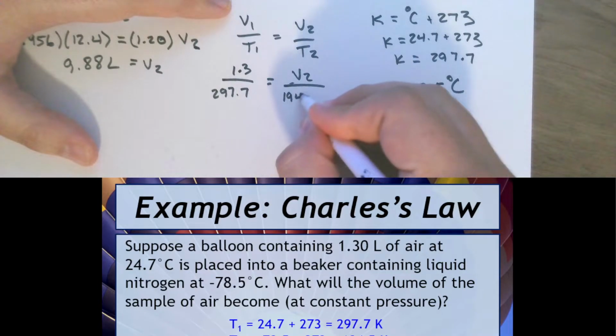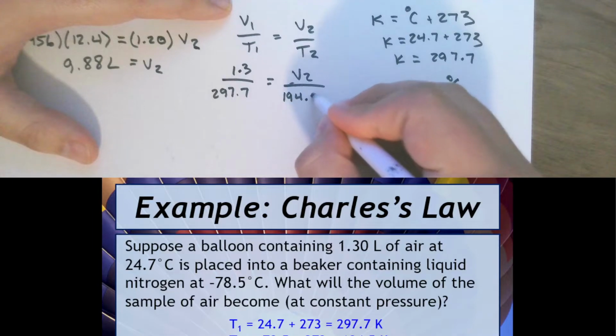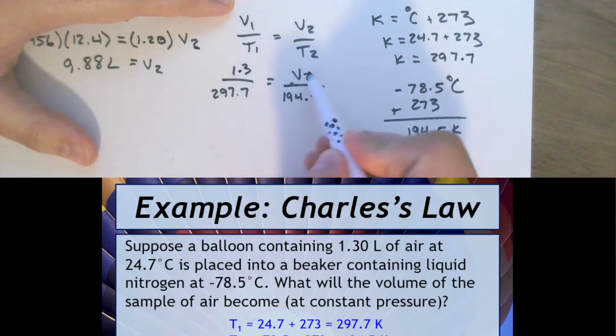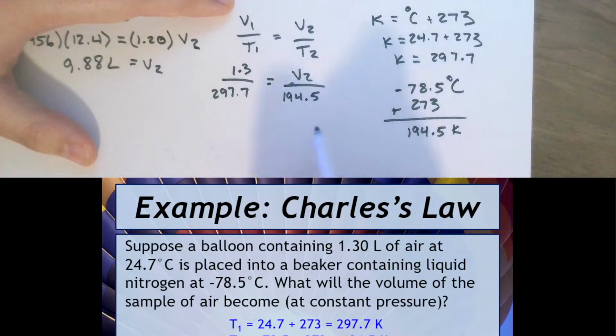Plug in 194.5, and now I'm ready to solve. I have all my variables except for V2. There's a couple different strategies you can use to solve these problems. One way to solve proportions is to cross multiply, and you would set the one cross on the left, one cross on the right. But that's kind of a mathematical way to do it. The easiest way to do it with this type of problem is just to simplify the numbers.